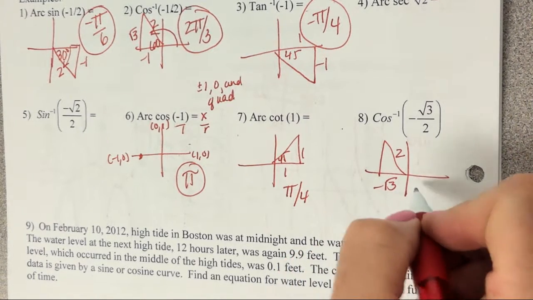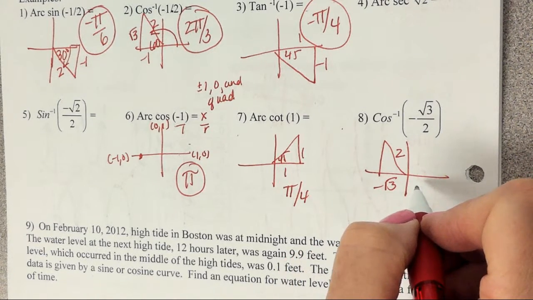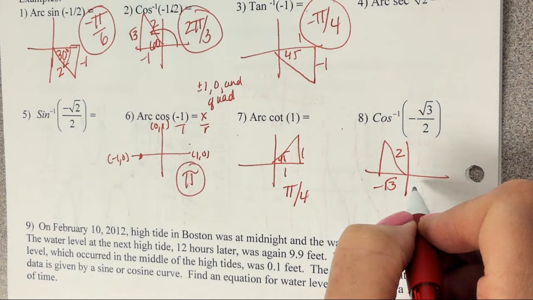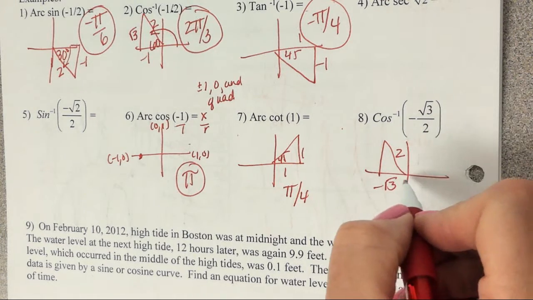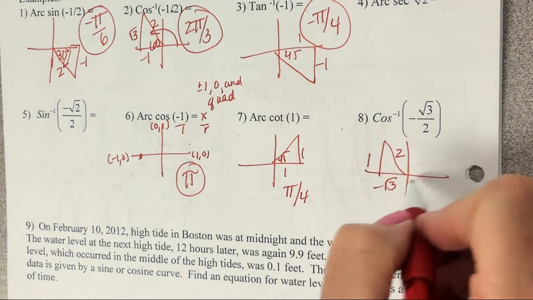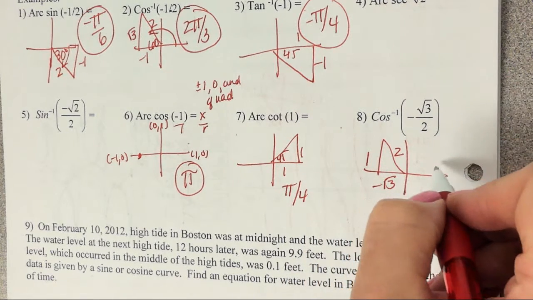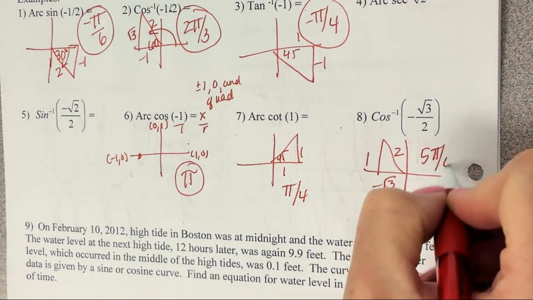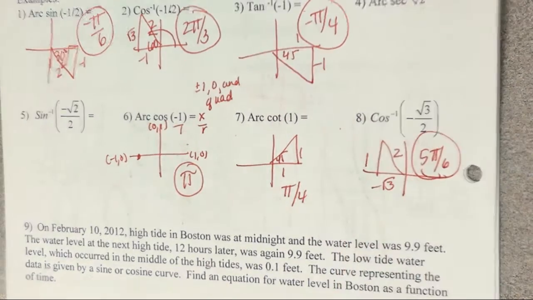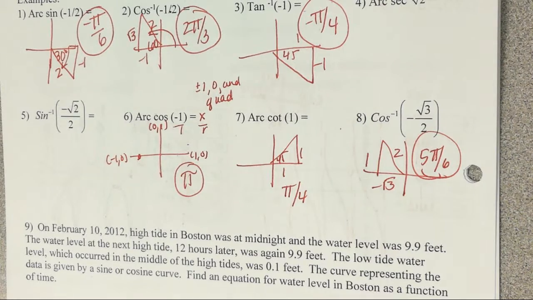Maribeth, what'd you get there? Well, the only problem is, though, because of this negative. If you'd been in the first quadrant, you would be right, but we're in the second quadrant. So can you think of what it would be in the second quadrant? Good job. Okay, everybody get that? 5 pi over 6?